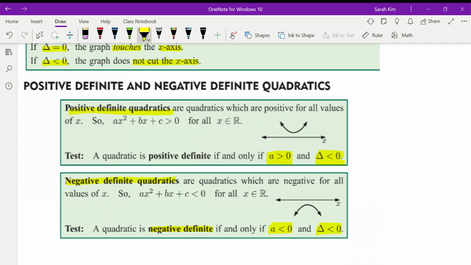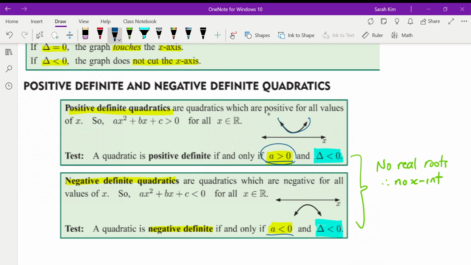Just looking at these notes, we can find that these facts are the same. Our discriminant is always less than 0, because that gives us the fact that there are no real roots, meaning there's no x-intercept. That's where that fact comes from. And then a gives us the concavity, concave up or concave down. If it's positive, it's concave up. If it's negative, it's concave down. That's all you need to consider.